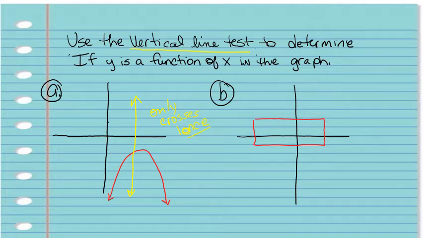Only crosses once. What that represents is that 1 x has 1 y. So this vertical line represents some random x value, and when I cross, that's the corresponding y value. So we have 1 x and 1 y. Therefore, it is a function.